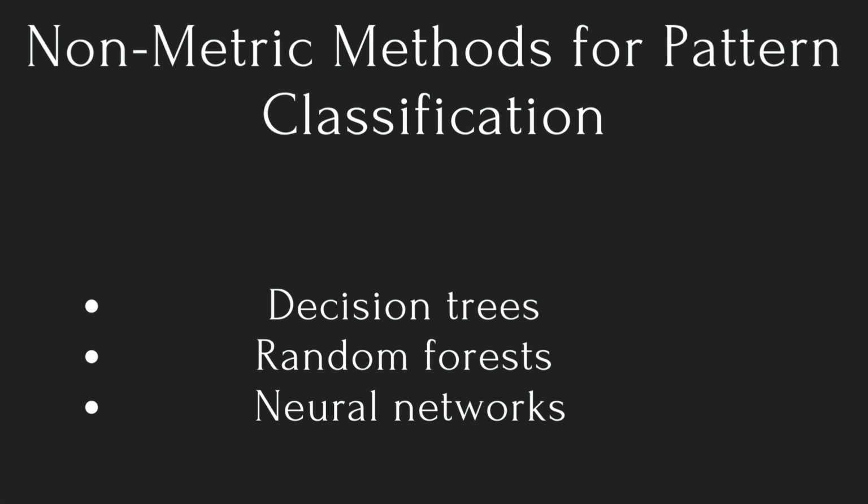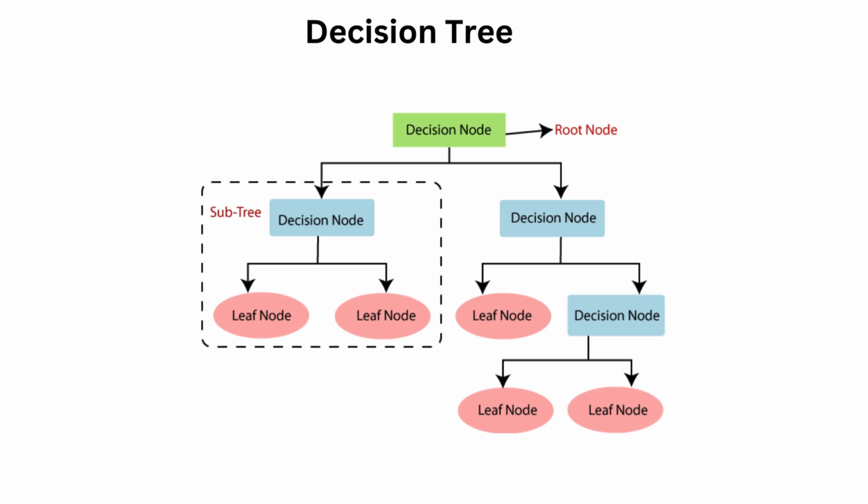So the non-metric approach in pattern recognition encompasses a wide range of techniques, including decision trees, random forests, and neural networks. These methods leverage different algorithms and principles to learn patterns from the data and make predictions or classifications. A key technique is the decision tree. It is a hierarchical tree structure that recursively partitions the feature space based on the values of input features. Each internal node represents a decision based on a specific feature, and each leaf node represents a class label for prediction.